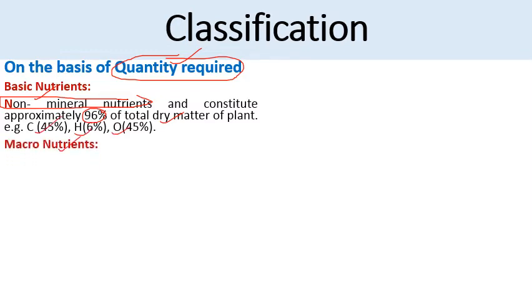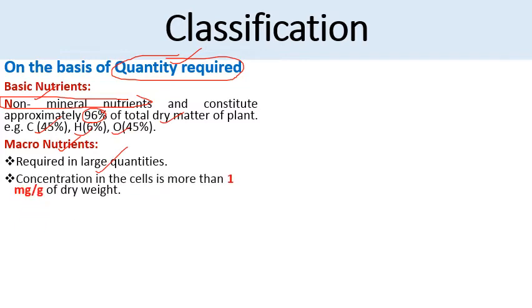Next comes macronutrients, as the name indicates. These nutrients are required in large amounts by the plants, so required in large quantities, and their concentration in the cell is more than 1 milligram per gram of the dry weight. So जो plant का dry weight है 1 ग्राम, उसमें 1 मिलीग्राम concentration होनी चाहिए in nutrients की. So उन nutrients को हम रखेंगे इस category में, that is called macronutrients.